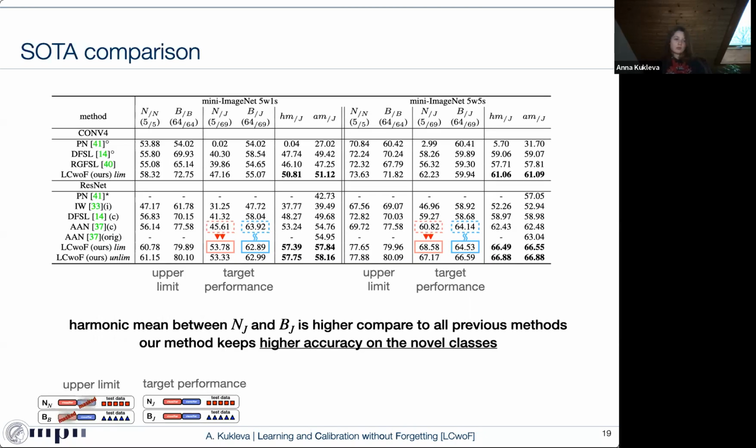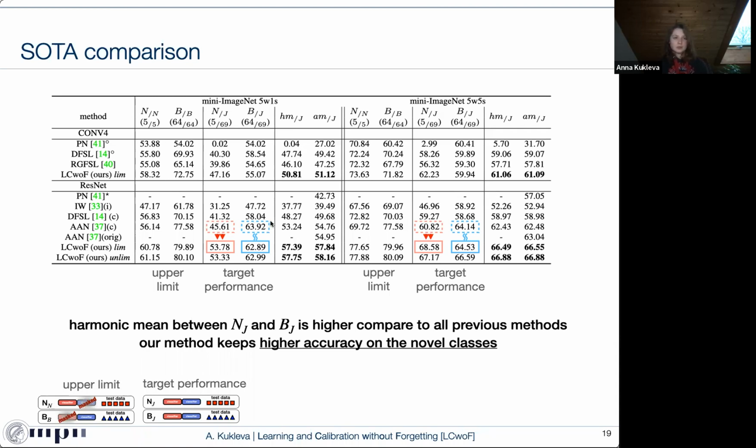So now I will talk about comparison with the state of the art. It's on mini ImageNet with the different settings with different types of networks. This is Conv4 versus ResNet10. And we can see here that the previous state of the art basically had much worse performance than we do on the novel classes, but they had much better performance on the base classes.